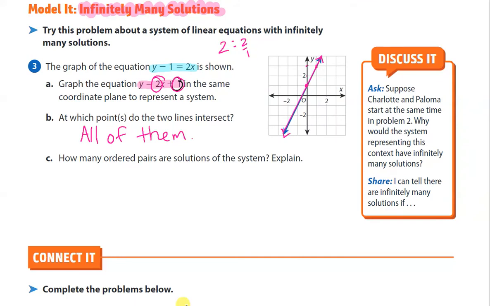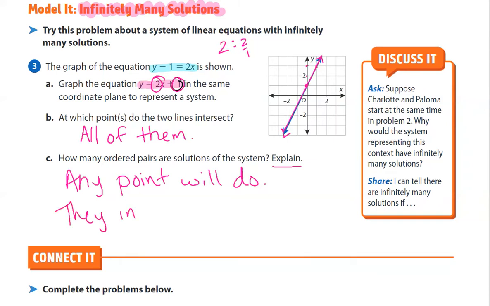Okay, so how many ordered pairs are going to be the solution? If all of the points intersect, then any point will do. And how do we explain that? Let's think of how we can word that. They intersect at all points.